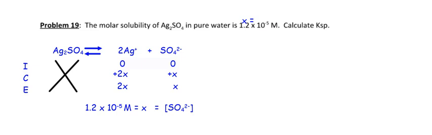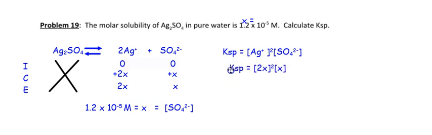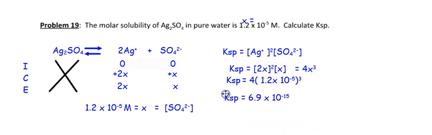Now, what is it that they told me? They told me that X, not 2X, just X. Well, I defined X as sulfate, didn't I? And that's equal to 1.2 times 10 to the negative fifth. All right, so here is this. And I find it easier to go ahead and plug in the quantities here. So this is 2X squared times X, which is 4X cubed. And so I'm just going to plug in that value once. So here is my X cubed times 4, and I got Ksp equals 6.9 times 10 to the negative 15th.